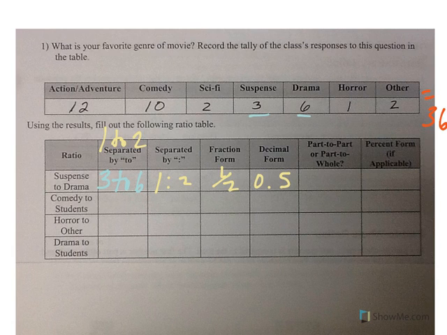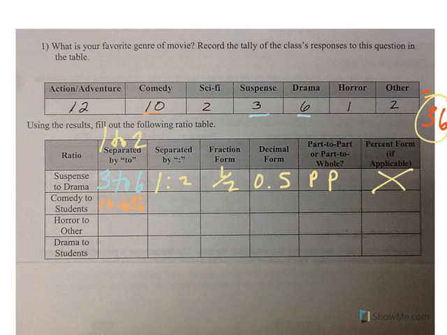Is this part-to-part or part-to-whole? The only time it's part-to-whole is if you use your total number. We didn't, so this is part-to-part, and therefore the percent form is not applicable. Now, when we go comedy to students, right, that's going to the total. So there are 10 comedies, so 10 to 36.